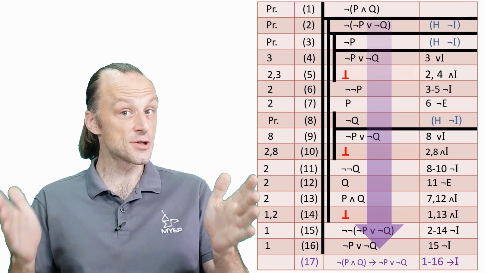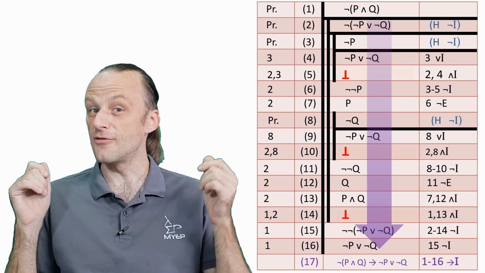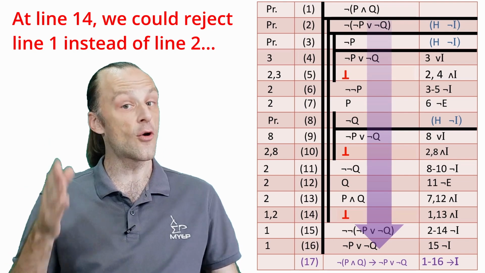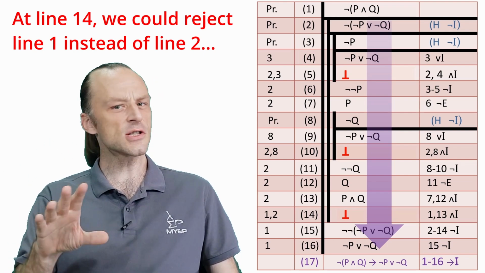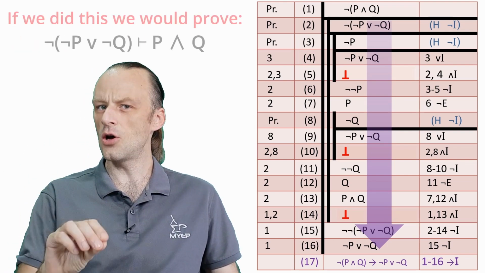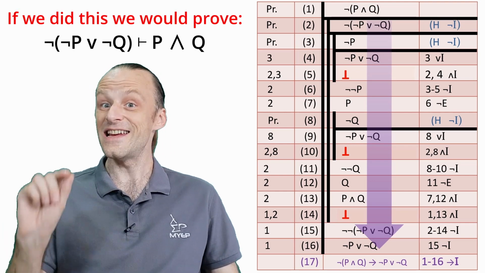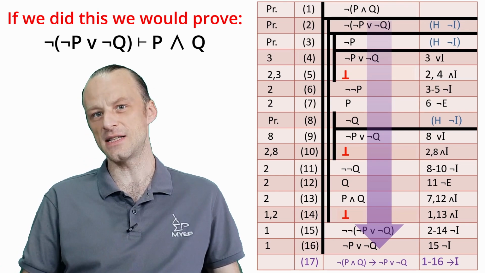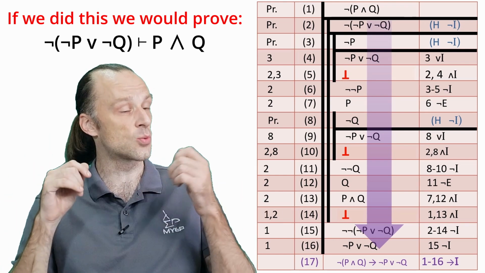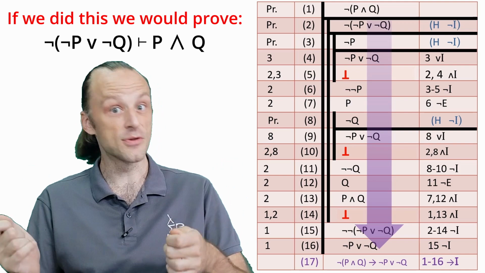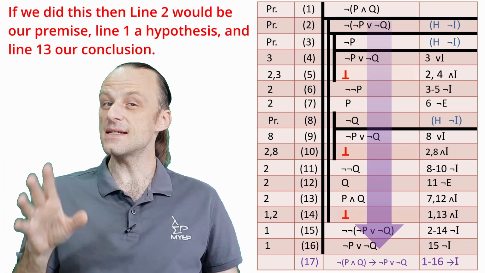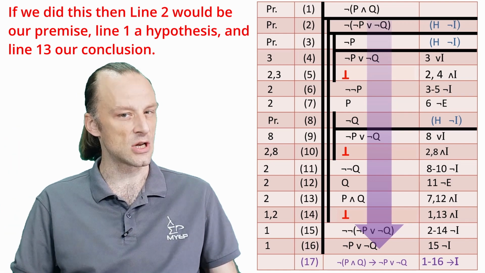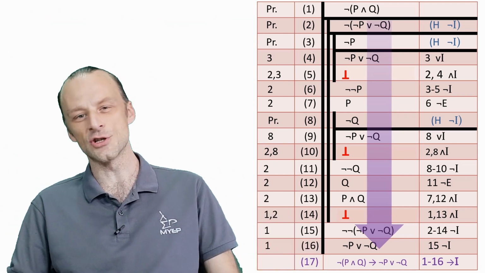A final point of interest: when we reach the contradiction on line 14, we could reject not P and Q, and therefore affirm P and Q. This would prove the sequent that not P or not Q entails P and Q, which is another fairly intuitive true idea. If it is not true that at least one of them is untrue, then both of them must be true. In this case, line 1 would actually now be a hypothesis and line 2 would actually be our premise, but that is not the derivation that we have done here.